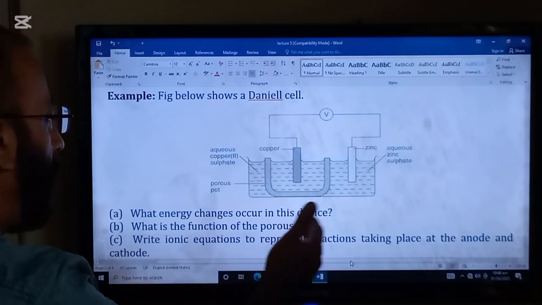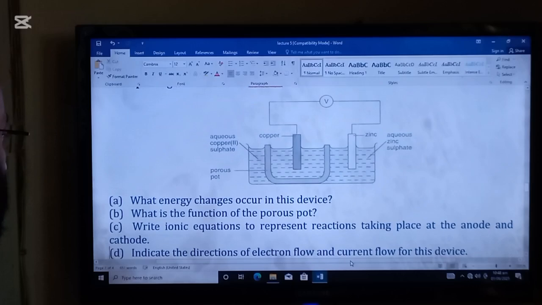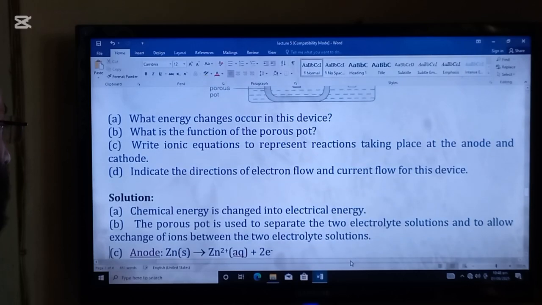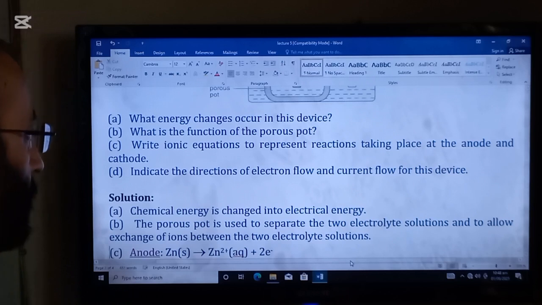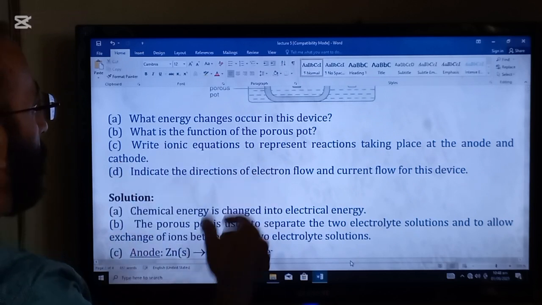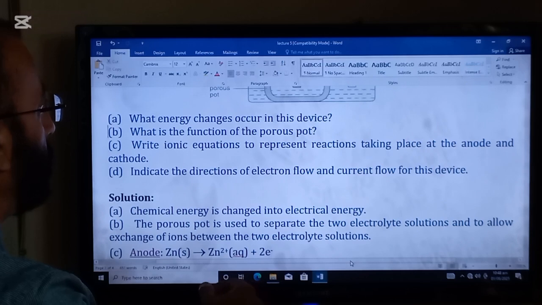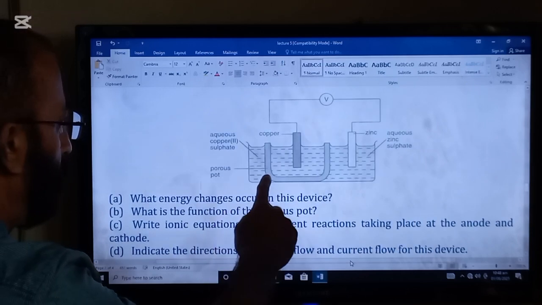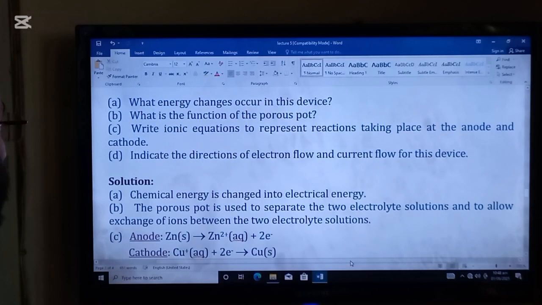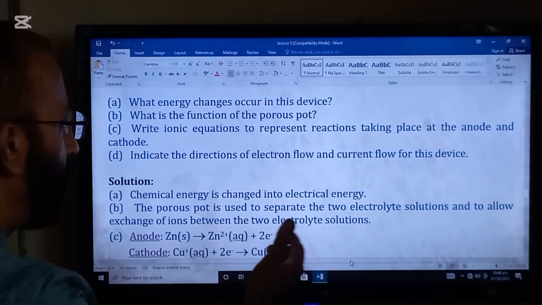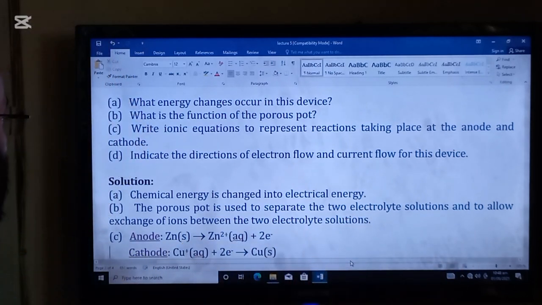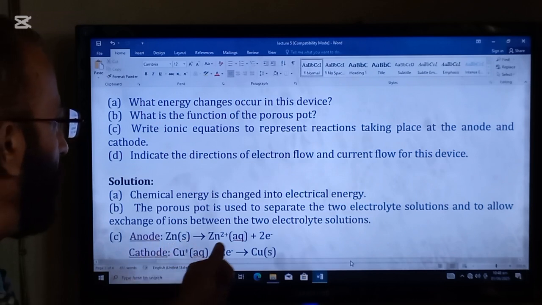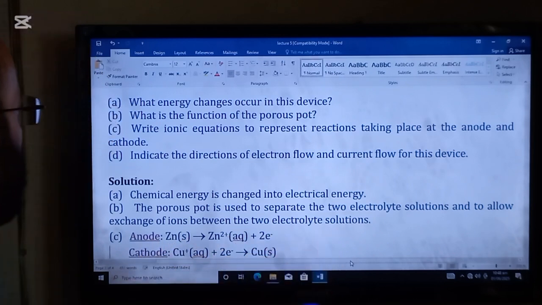What energy change occurs in this device? The answer is chemical energy is changed into electrical energy. Second part is, what is the function of the porous pot? Here is the porous pot. The porous pot is used to separate the 2 electrolyte solutions and to allow exchange of the ions between the 2 electrolyte solutions.